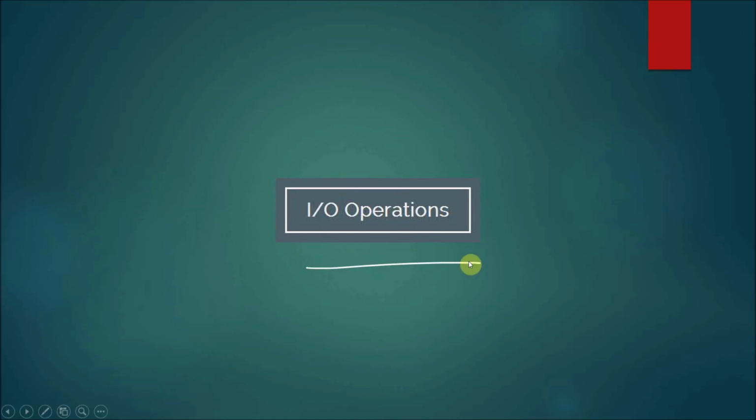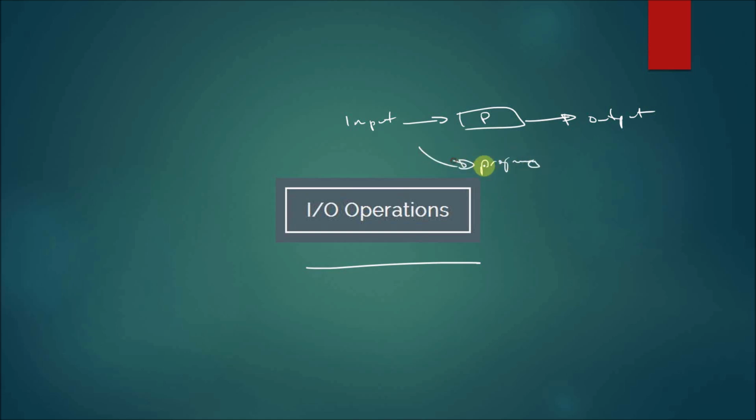I/O operations. Anything that we do with a computer, we typically want to input something into a computer, have it processed and then output it. And therefore, when we write our programs, we want our programs to be able to input data. We want data to be able to be inputted into our program so that we can then output it, so it's meaningful to someone.